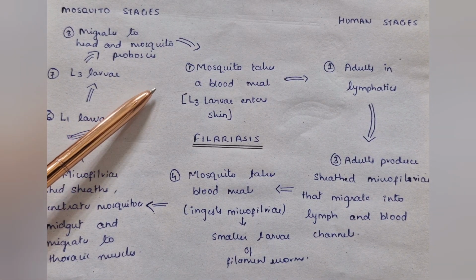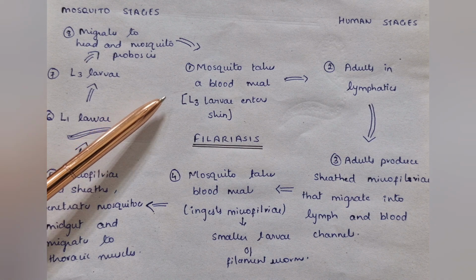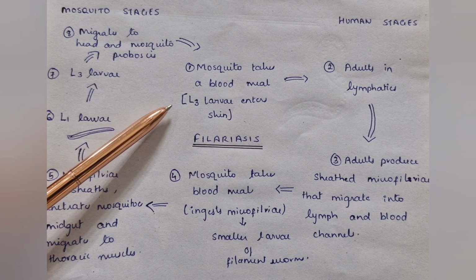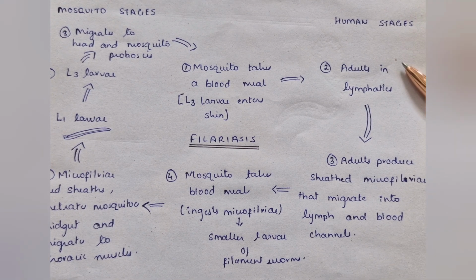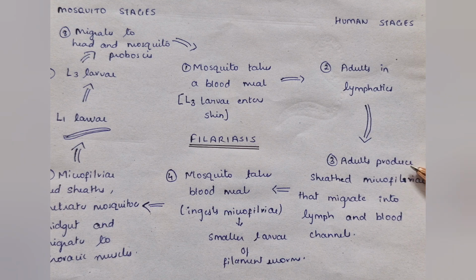The mosquito takes a blood meal, that is, the L3 larvae enter the skin. Now in the human stages, they form adults in the lymphatics. The adults produce sheathed microfilariae that migrate into the lymph and the blood channels.